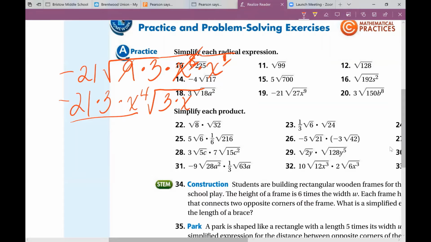And that looks really ugly, so we always need to clean it up when we're done. Just combine what you can. So I know that negative 21 times 3 is negative 63. I can scooch that x to the 4th over, and 3 times x can just be written as 3x. So your final answer is negative 63x to the 4th times the radical 3x, or you could say times the square root of 3x.